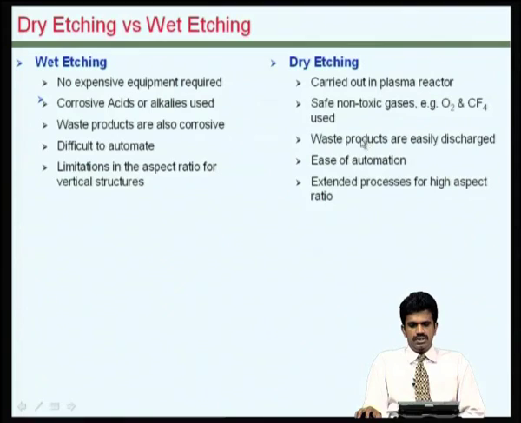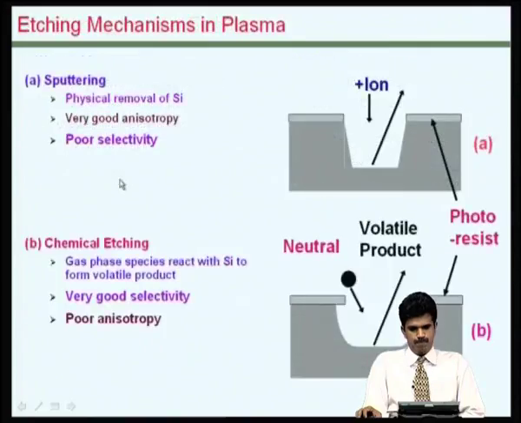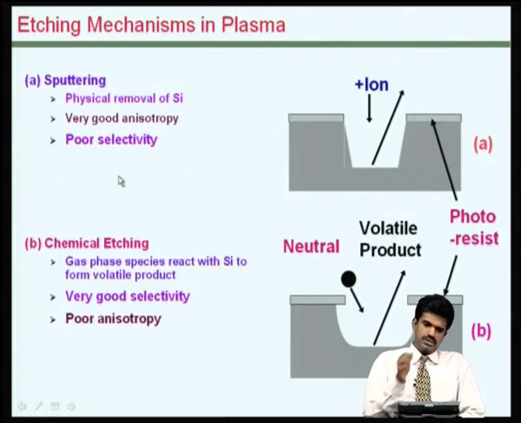Extended processes are required for high aspect ratio geometries. In wet etching, if you recall, when you start with 100 wafers, the aspect ratio is very limited and there is always wastage of wafer surface. Let us look at the various mechanisms that are possible in plasma etching.